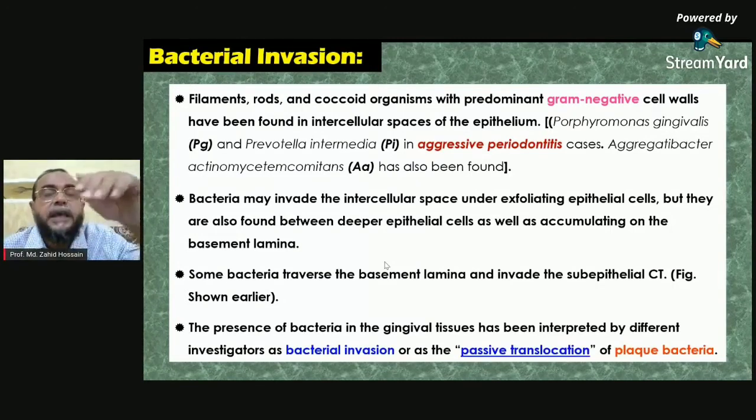So they enter through the epithelium, go to the basement lamina and enter the connective tissue also, the bacteria from the periodontal pocket. And the presence of bacteria in the gingival tissue has been interpreted differently.